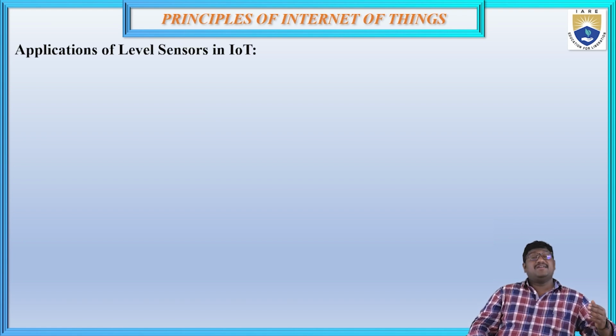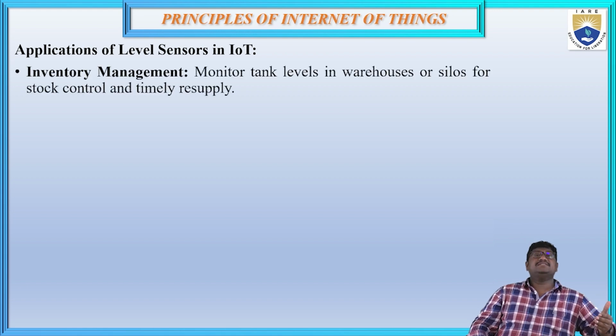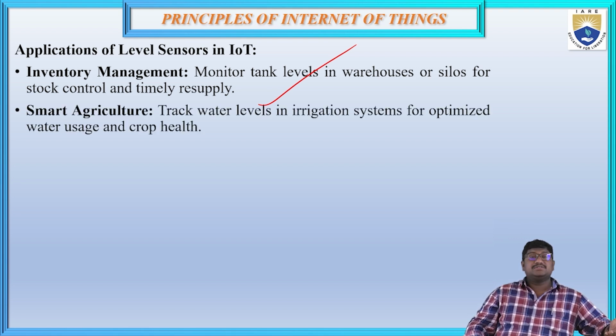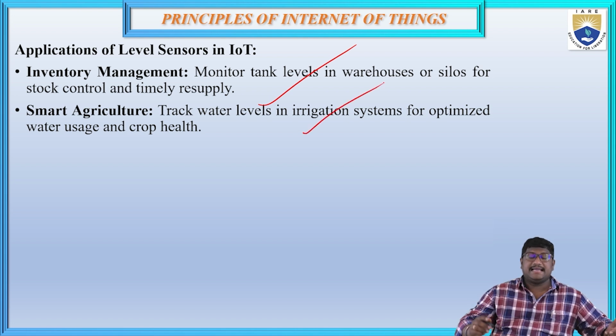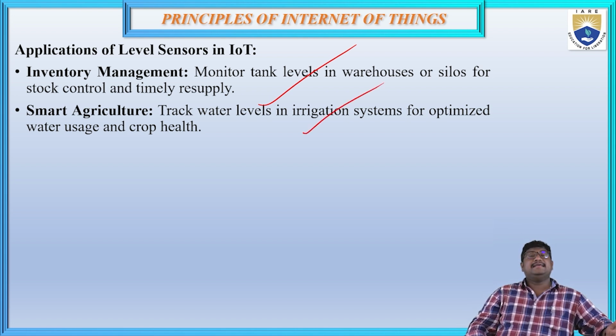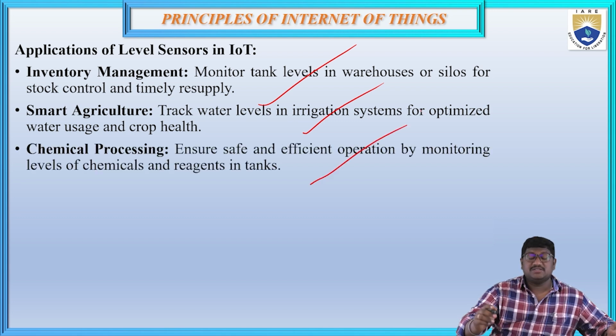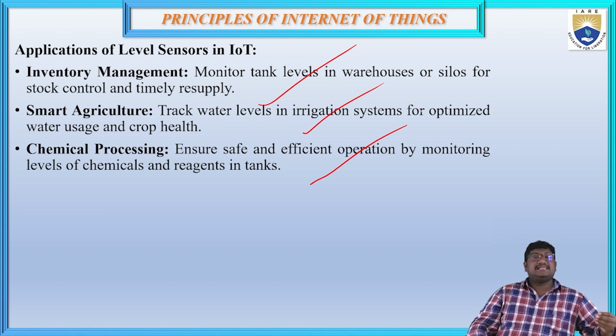Now we will see the different kinds of applications of these level sensors which are used in our IoT system. The first one, inventory management. To monitor the tank levels in warehouses and to maintain the stock levels for timely resupply, we use this. And coming to smart agriculture, to track the water level in irrigation systems, which can be optimized for crop health. And also chemical processing, we need to ensure safe and efficient operation by monitoring the levels of chemicals in the reaction tanks.